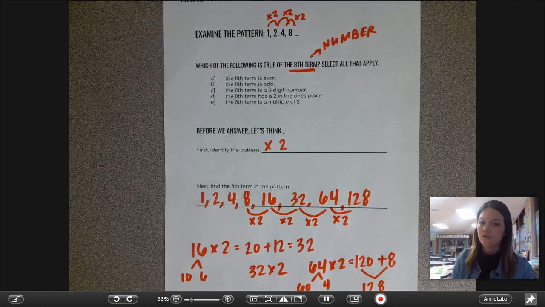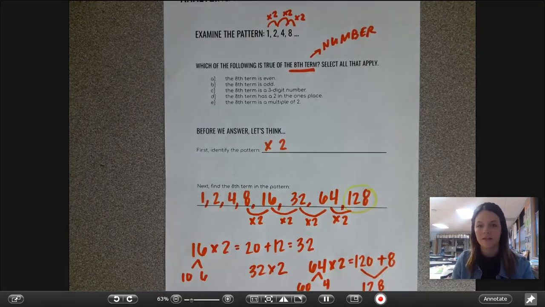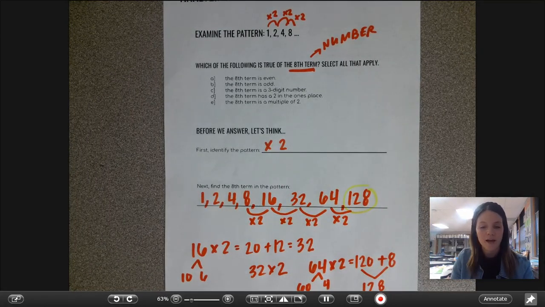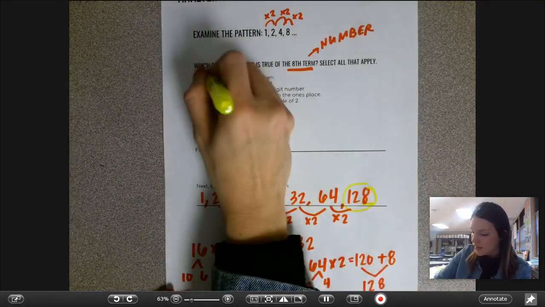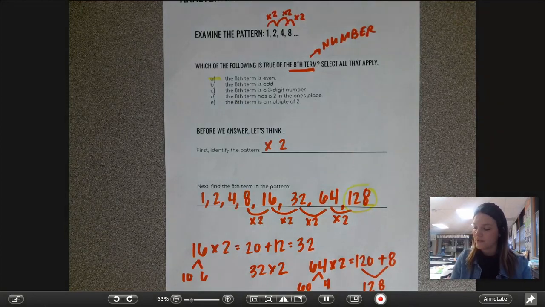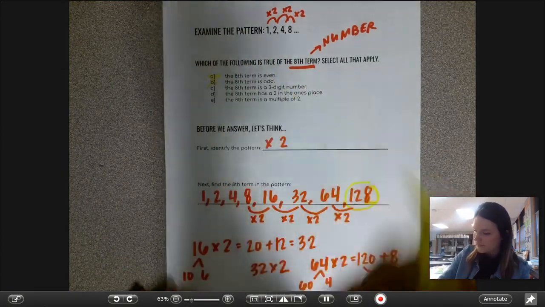So, do you believe that the 8th term, 128, is even? Yeah, we know it is. It ends with an 8, and 8 is an even number, so A would be correct. So can the 8th term be odd? No. So we cross this one out.